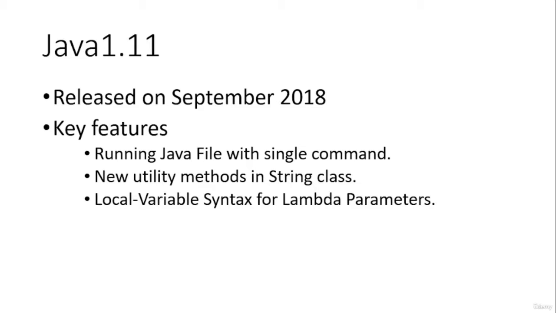So now let us see the key features of Java 11. The first feature which was introduced was running a Java file with a single command. Next feature was new utility methods in the string class. So the string class added new methods. Next feature is local variable syntax for lambda expression parameters. So these are the new features which were introduced in Java 11.